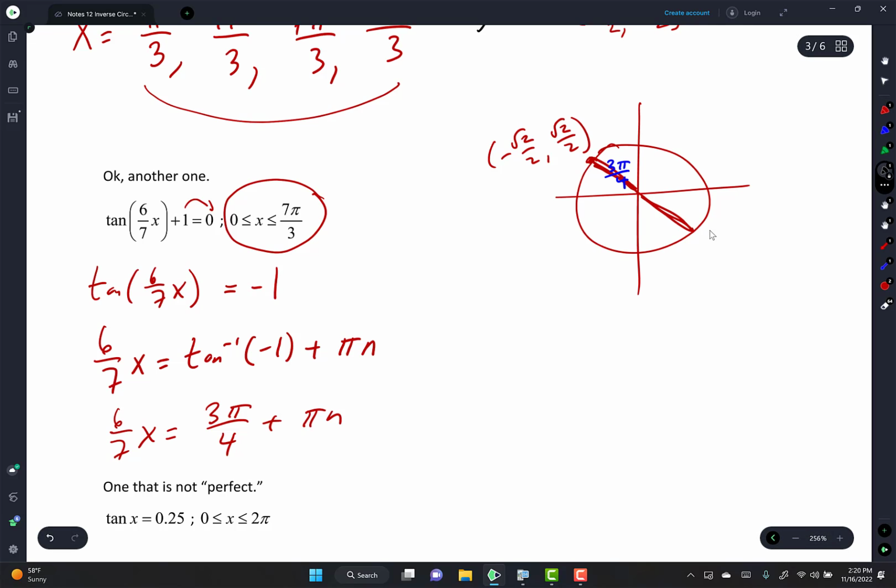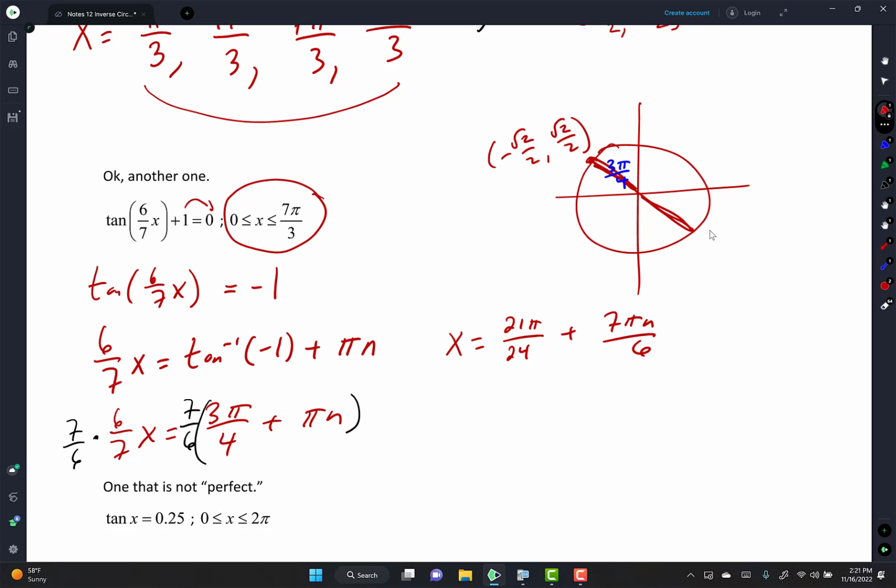And now what I'm going to do to get rid of that 6/7, you can say divide by 6/7, but it's probably best to say multiply by 7/6. Whatever you do to one, do to the other. So multiply all those by 7/6 there. So here's what you're going to get, guys. X equals 7 times 3, 21 pi over 6 times 4, 24, plus 7 pi n over 6. And I know this reduces. What goes into both? 3? So 3 goes into 21 how many times? 7 times. So 7, and 3 goes into 24 8 times.